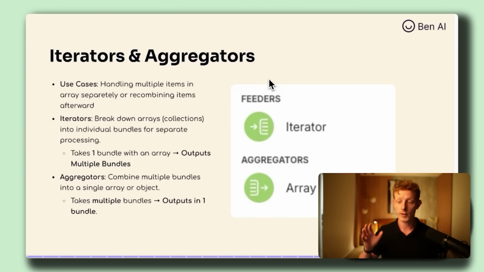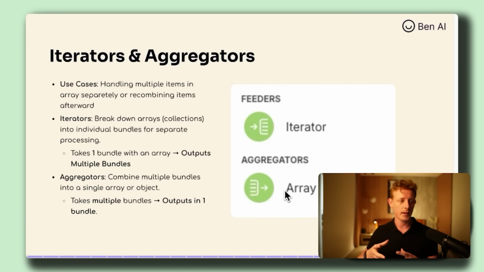Then we have iterators and aggregators. Now, this can be a bit confusing, especially when you're starting. And I think Make.com is a bit to blame because these icons and the names are not extremely clear, I would say. But it's not rocket science once you understand it. So why do we use these? First of all, we can use these to process multiple items inside of a list or an array separately.